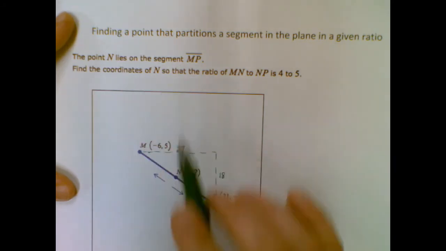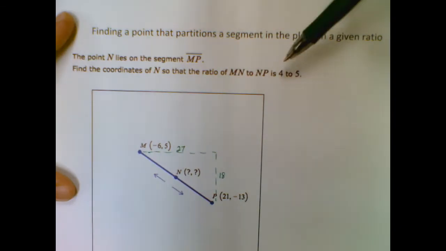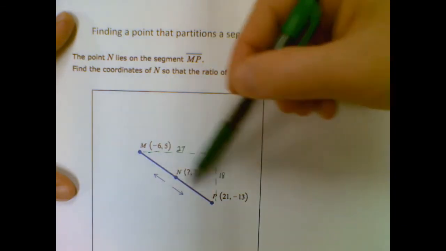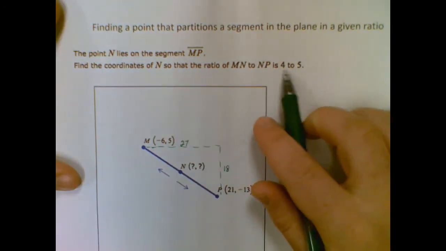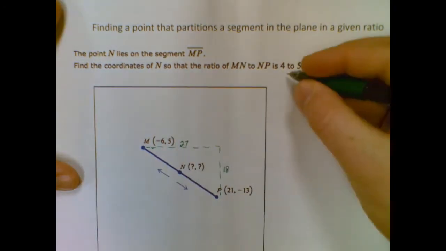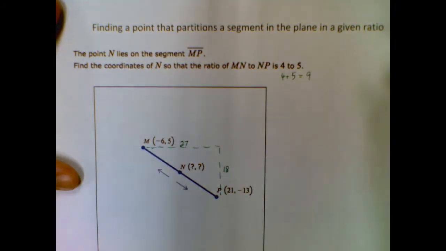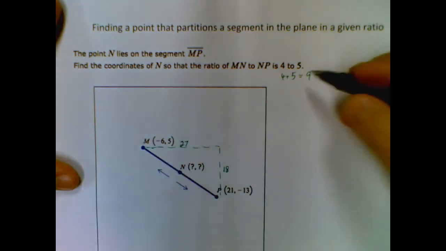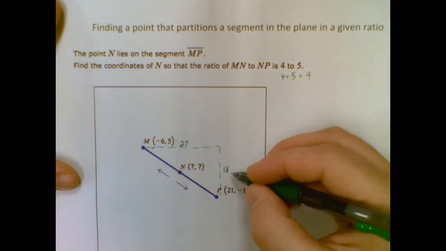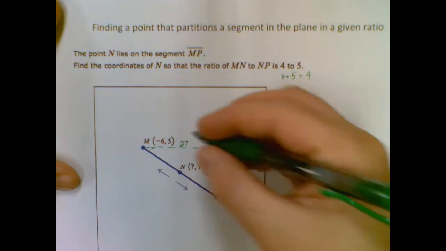So we want N in the middle there, so that this top part to this one is 4 to 5. So almost in the middle, but not quite. This is a total number of pieces of 9, right? Since this is a ratio, we're going to add them together. That gives us 9 total pieces, 4 here and 5 down here. So I'm going to take each of these numbers and break them into 9 pieces, so I'm going to divide by 9.